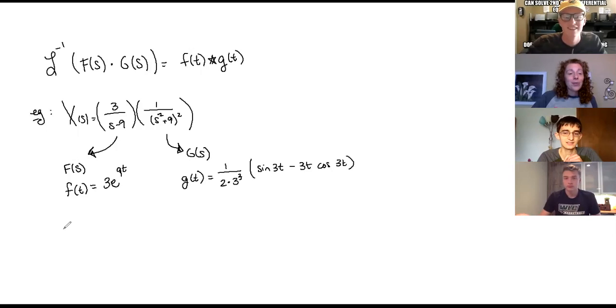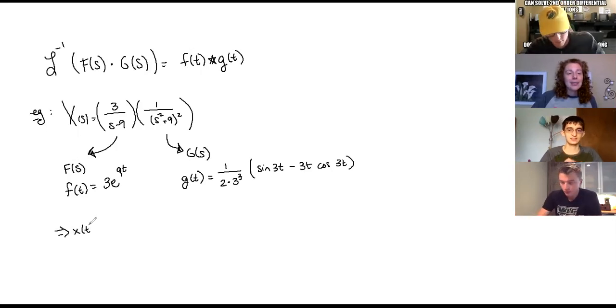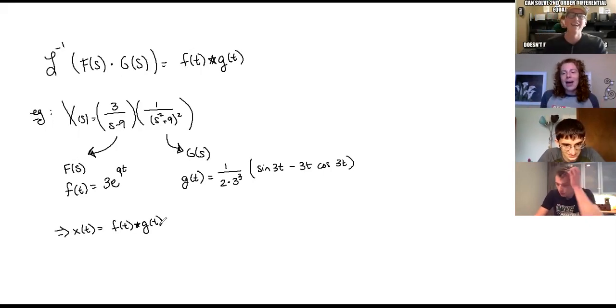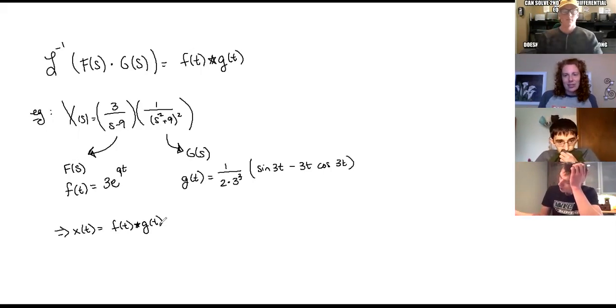Okay, so therefore, little x of t, and we are absolutely positively not doing this, is the convolution of little f of t and little g of t. There is no way I am doing that integral for you. I wouldn't even do that integral for myself, but that would be what you would have if you wanted to find the inverse Laplace transform.